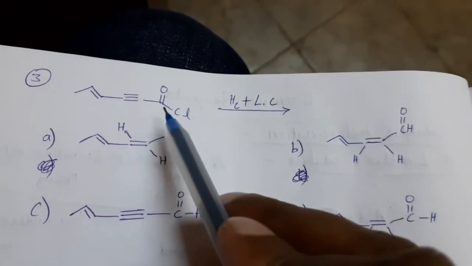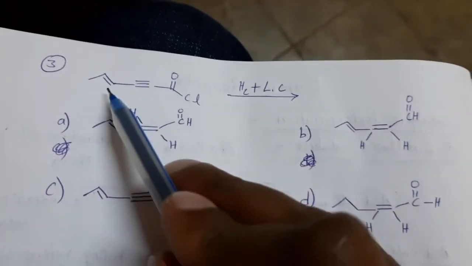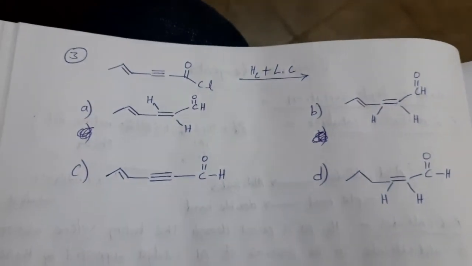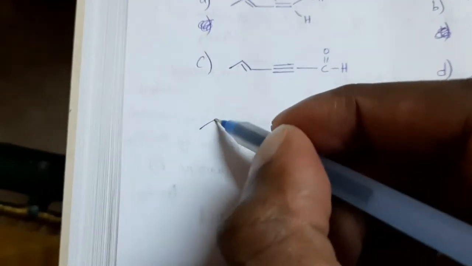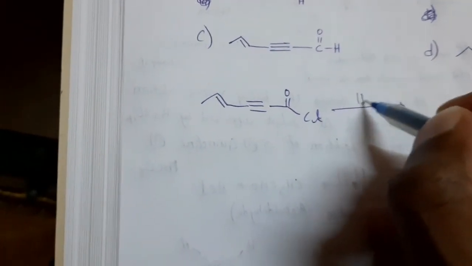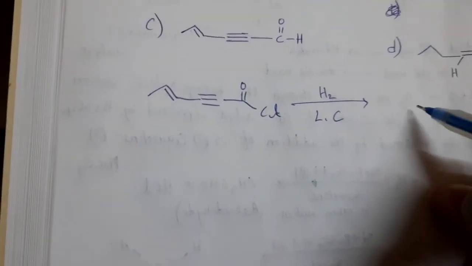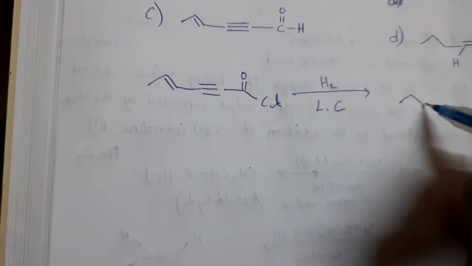Then what happens? This COCl changes to CHO, triple bond changes to double bond. What about this one? It remains as it is. So what is the reaction? See here. Same reactant I am writing here. This is the given reactant. Now it is reduced by hydrogen in presence of Lindlar's catalyst. LC means Lindlar's catalyst. Then we can get the product. This one.